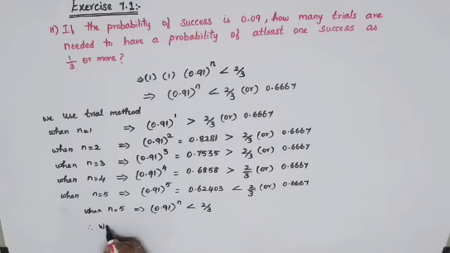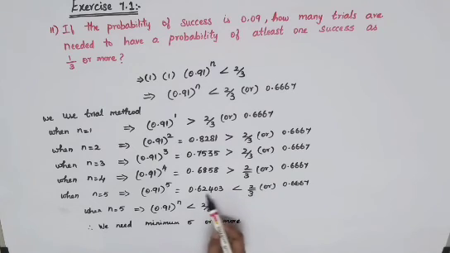Therefore, we need minimum 5 or more trials. Because if you go more than 5 also, it will be less only, because it started being less here. So if you put 6, 7, whatever number, the answer will be less. So we can declare the answer as we need minimum 5 or more trials. So this is the answer for your 11th question.